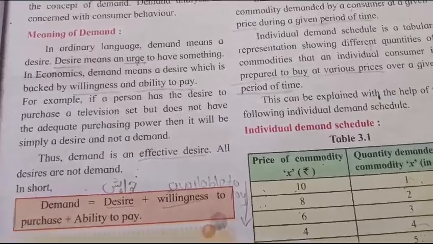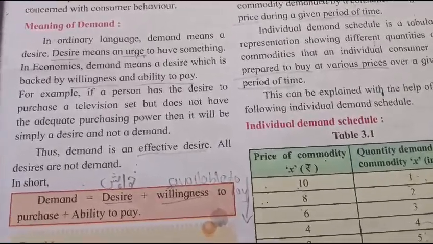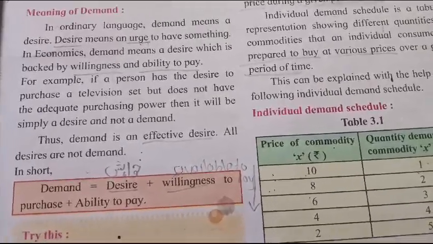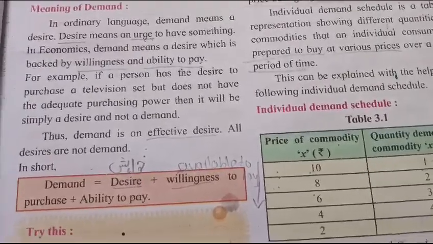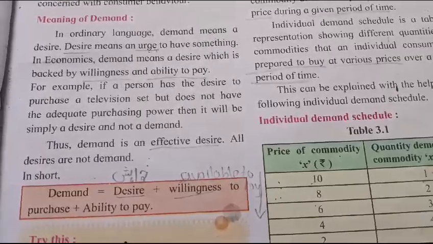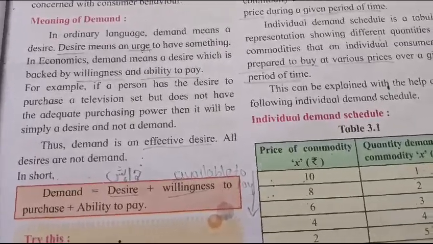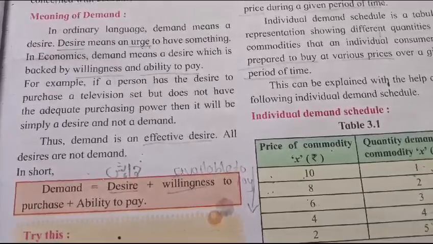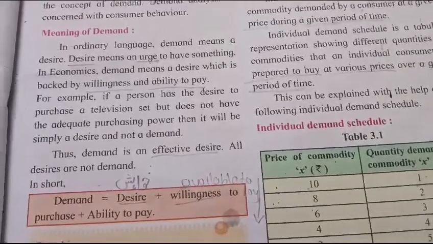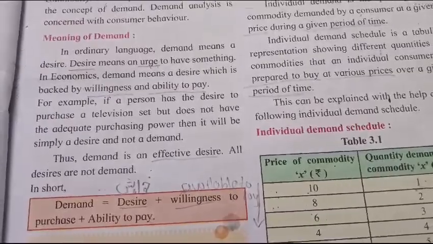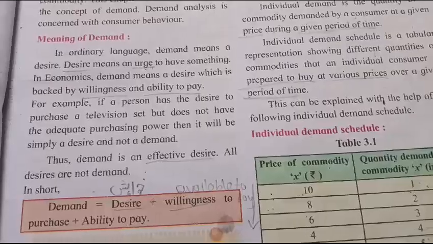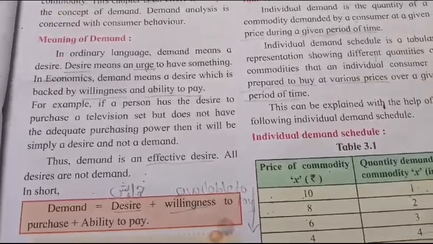Meaning of demand. In ordinary language, demand means a desire. Desire means an urge to have something. In economics, demand means a desire which is backed by willingness and ability to pay. For example, if a person has the desire to purchase a television set but does not have the adequate purchasing power, then it will be simply a desire and not a demand. Thus, demand is an effective desire. All desires are not demand. In short, demand is equal to desire plus willingness to purchase plus ability to pay.